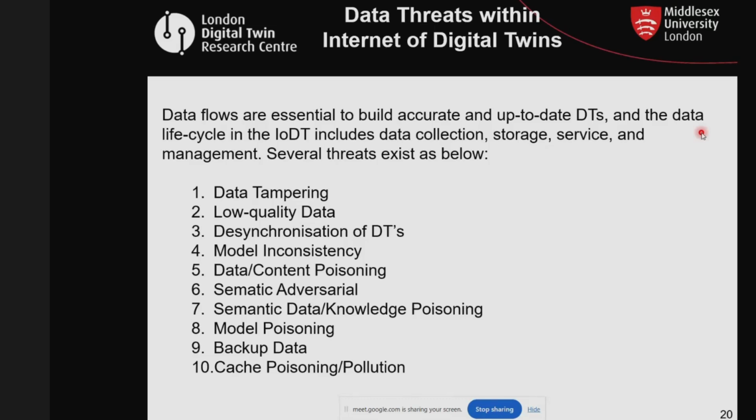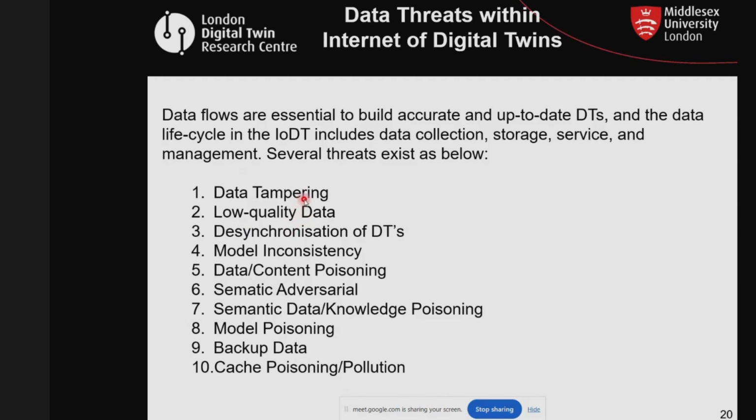And if that happens, we've seen it in a number of movies, cars fly from parking lots or multiple cars are going in one direction, causing accidents, causing traffic, and so on and so forth. So those are the threats that come along with the Internet of Digital Twins. And what are those types of threats? So the threats, you have data tampering, you have low quality data.